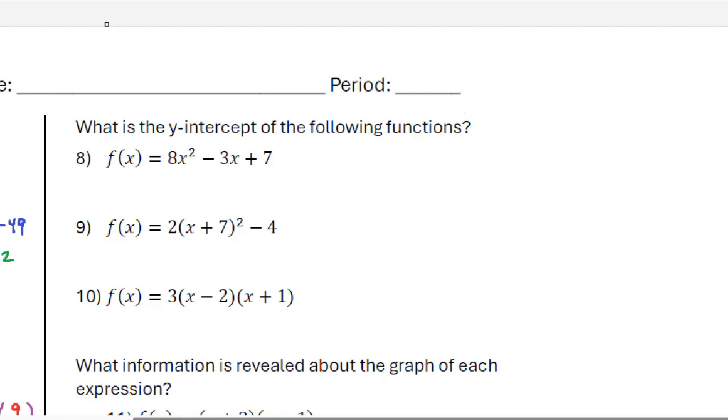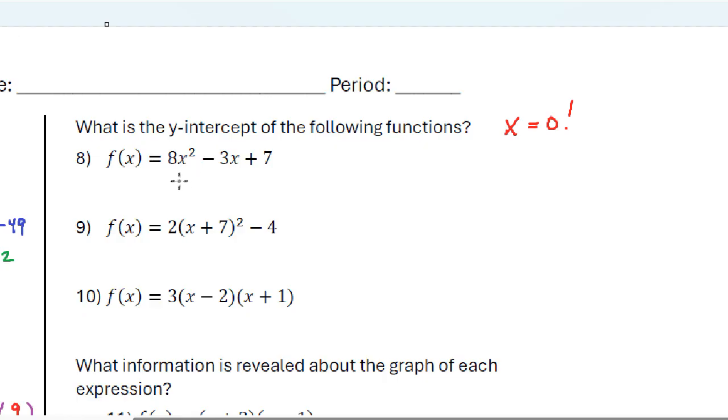So I'll make a little notation for you. It means x equals 0. Anywhere where x equals 0, it means you're on the y-axis. So let's take a look at number 8. So our x value is 0.